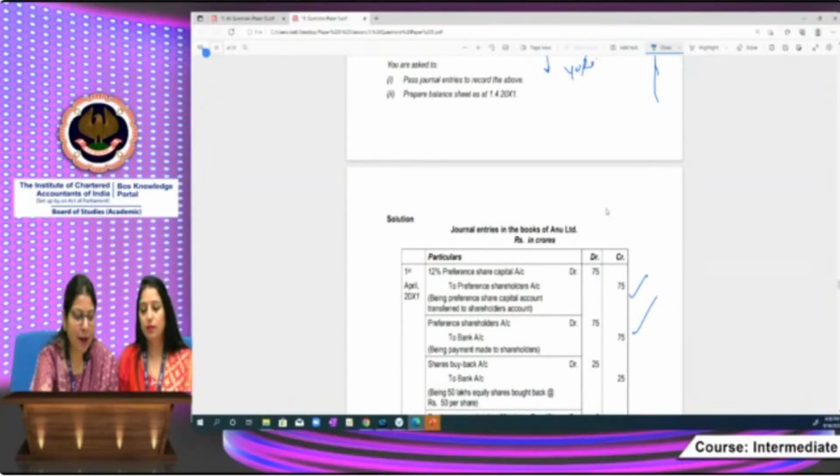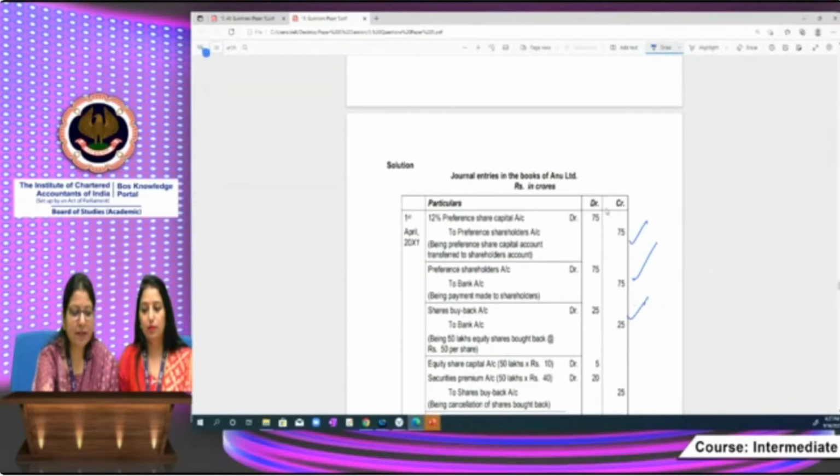Then we have share buyback account to bank. 50 lakh equity shares we are buying. We are going for buyback at rupees 50 per share. So 50 into 50 is rupees 25 lakh, out of which 5 lakh is the nominal value of these shares which are being bought back and 20 lakh is a premium. So now this is very clear to us. There is nothing to worry about.